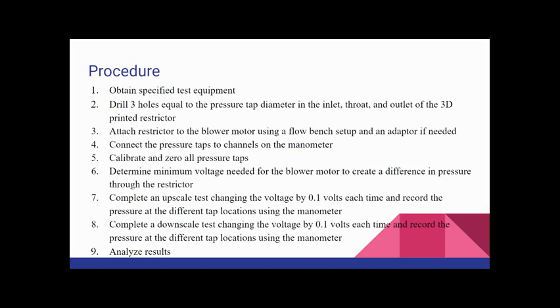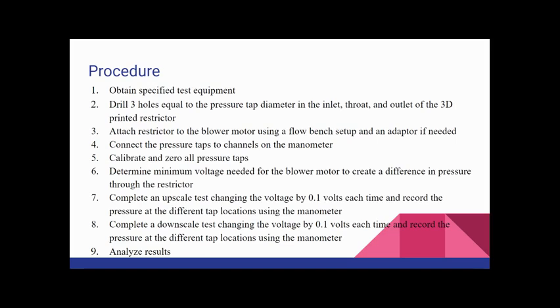For your procedure, your first step is to obtain all needed materials such as the blower motor, restrictor, pressure taps, etc. Drill holes for the pressure taps. We did 3 holes, like I said, at the inlet, throat, and outlet, but someone who is recreating this experiment can do as many pressure taps as they would like. Attach the restrictor to the flow bench. In our case, we needed an adapter, so we 3D printed an adapter that would screw into the table and attach to the restrictor. Connect the pressure taps to the manometer and make sure they are all zeroed and calibrated.